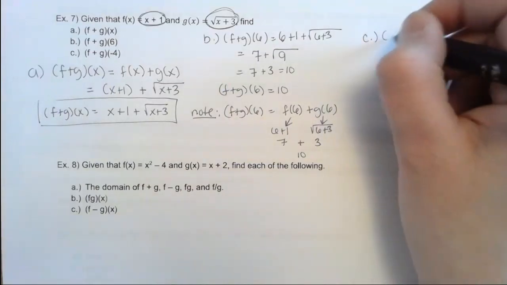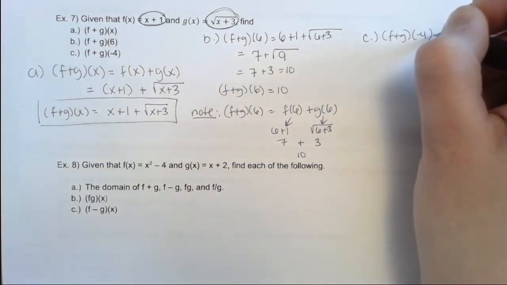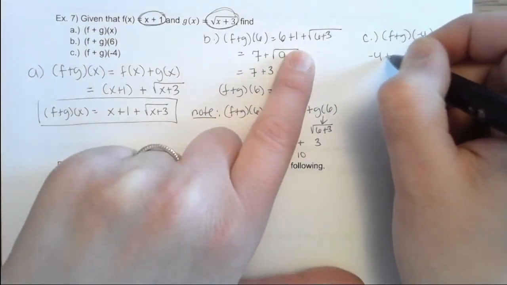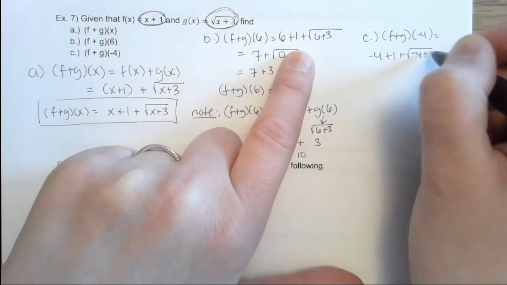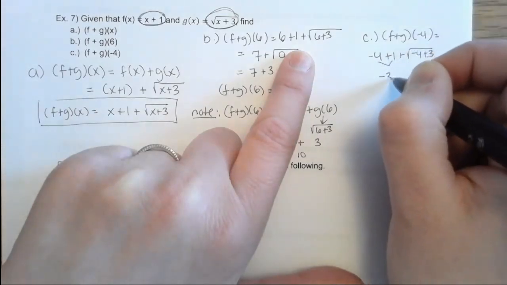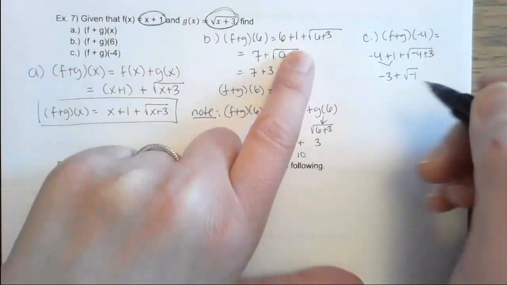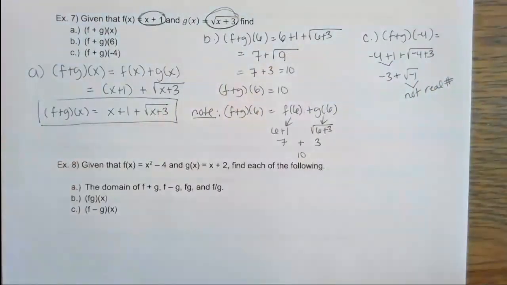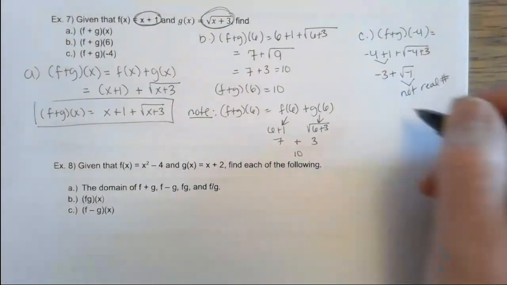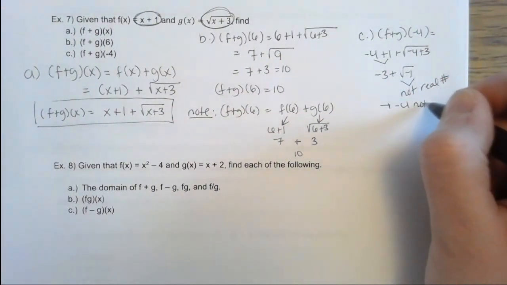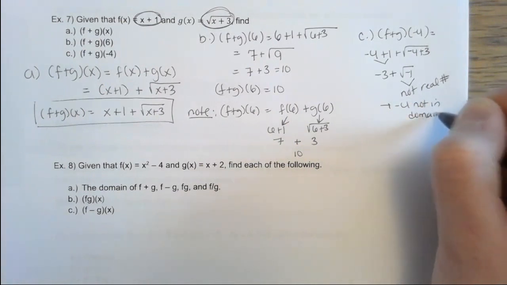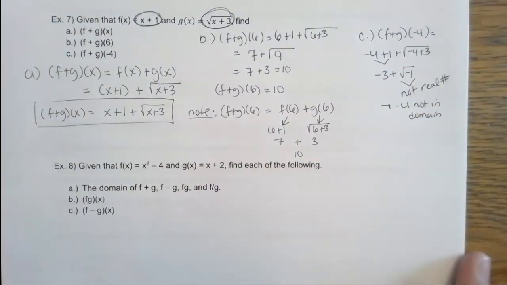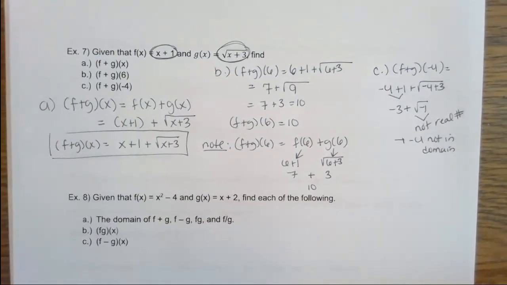Now for c, we're looking at f plus g of negative 4. So I'm going to plug in. I have negative 4 plus 1 plus the square root of negative 4 plus 3. So I have negative 3 plus the square root of negative 1. Now, this is not a real number. This is imaginary. So I'm not getting a real answer. Negative 4 is not in the domain, right? This one doesn't work. So let's take a step back and actually look at the domains for a second.